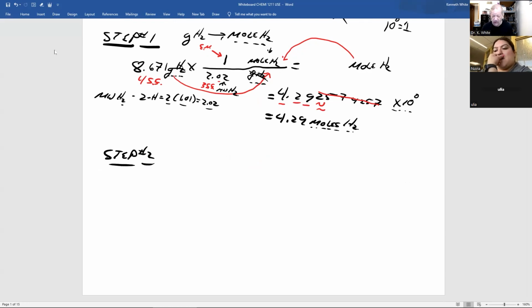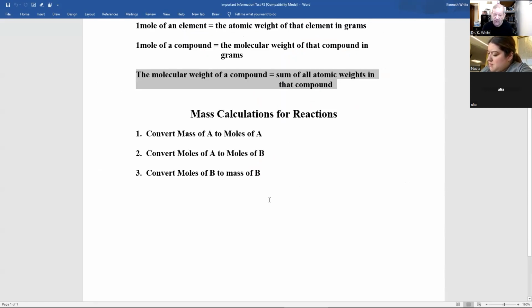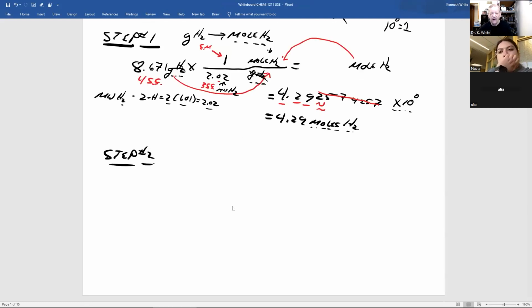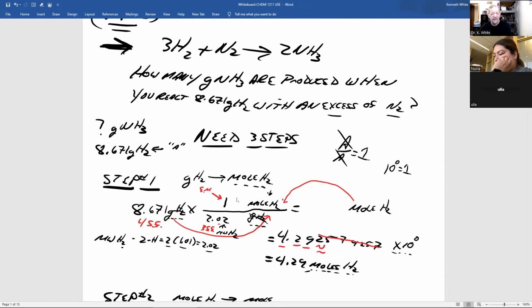In case you forgot, what's step number 2? Well, we'll go to important information, test number 2. And test number 2, step 2, is convert moles of A to moles of B. Well, what's A? What's B? Well, A is the hydrogen. So we want to go from moles of hydrogen, that's our A, to moles of what we're trying to get to. And that's ammonia.